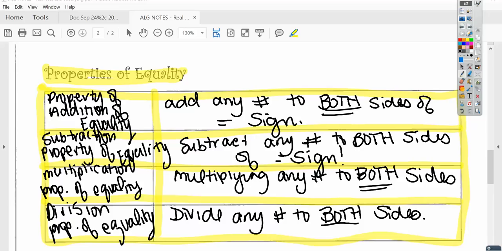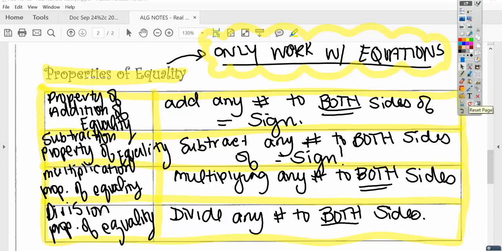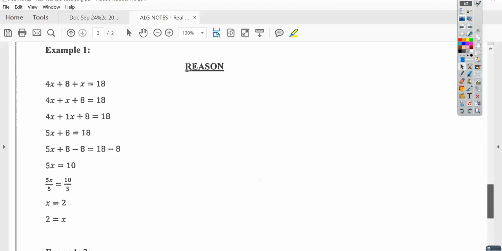So these properties only work when an equal sign is present. Only work with equations. Okay? These do not work if I have an expression. They only work if I have an equal sign. Okay? So, if we go ahead and we look at these equation properties, so these ones look a little scary because they're long, but they're not hard. So the first thing I'm going to do is number my steps.